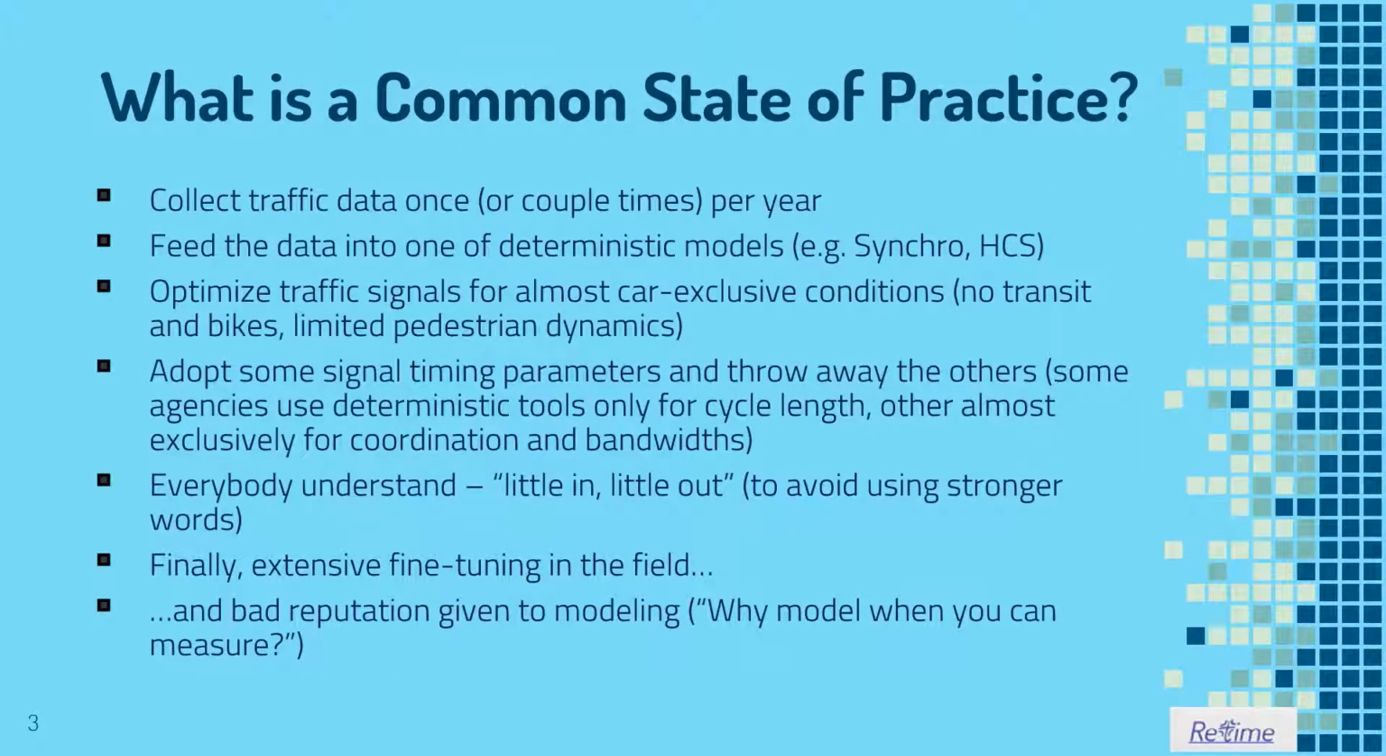So the common practice is really, when we optimize traffic signals, we collect traffic data maybe once per year, feed it into our deterministic models such as Synchro or HCS, and then we optimize traffic signals almost exclusively for private cars.